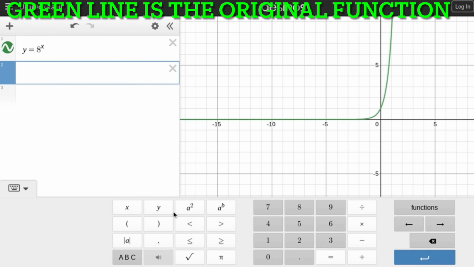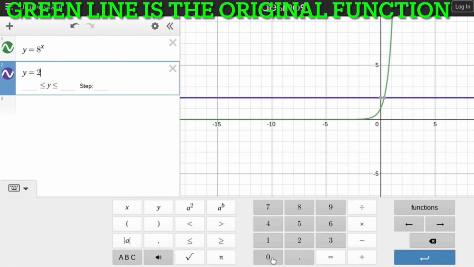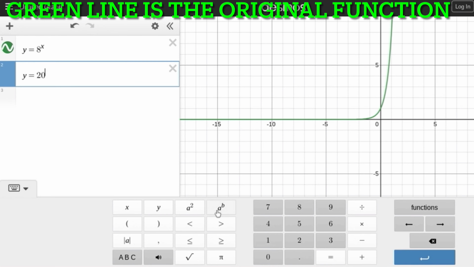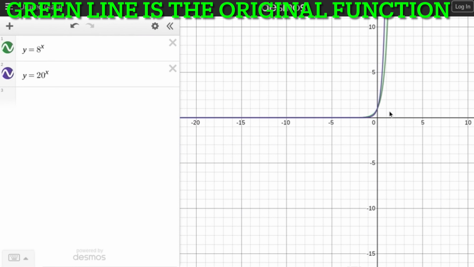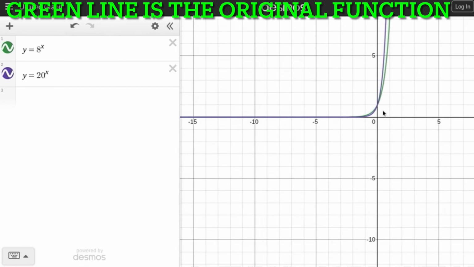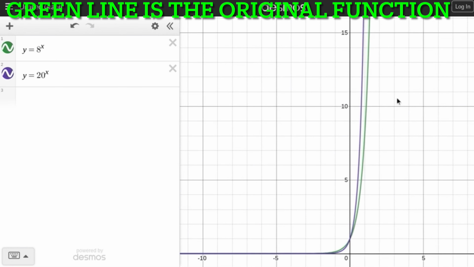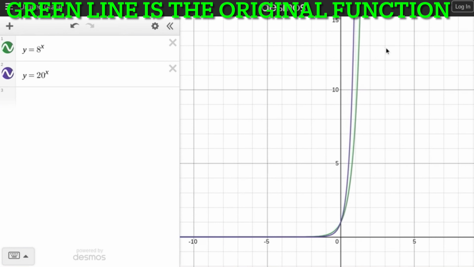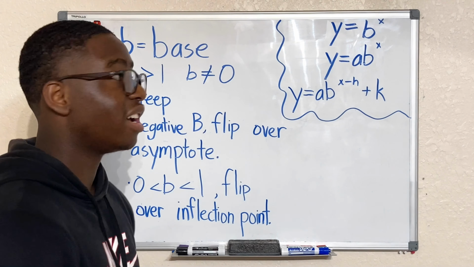However, if we have a b value that is bigger than 8, let's say, how about we try 20? So the bigger your b value, the steeper it's going to get. So let's say we have 20. Our exponential function is going to go right up, sort of like a 90-degree angle, if you know what I mean. So the bigger your b value, the steeper your function is going to get. So always keep that in mind when you're looking at questions they give you on these end of year exams.